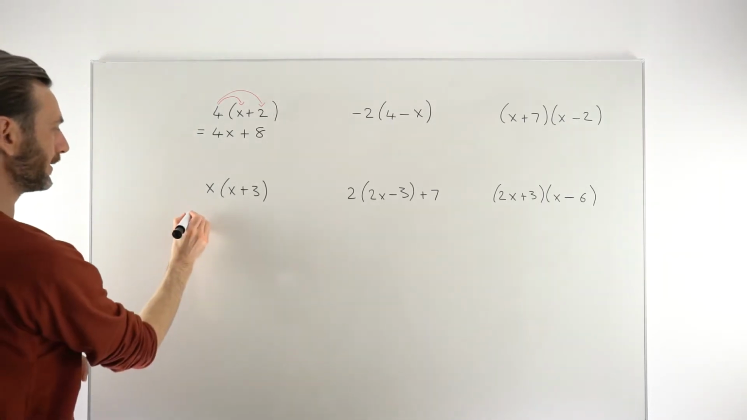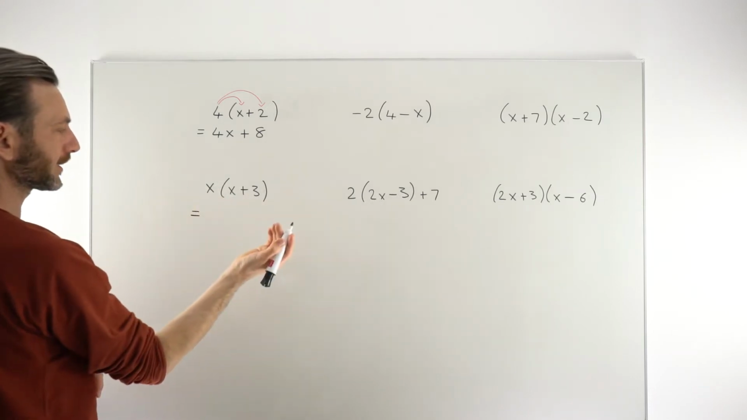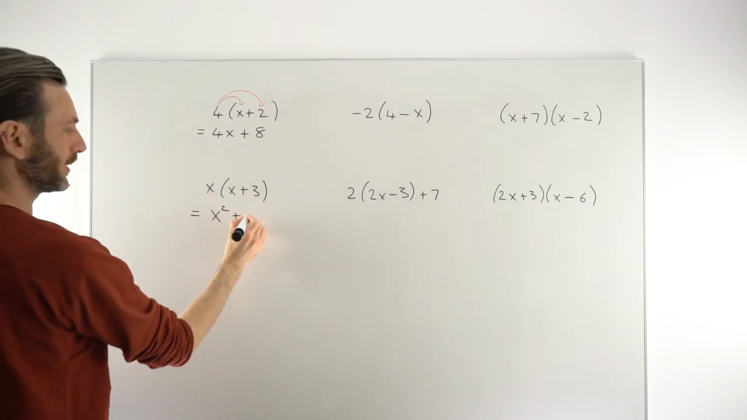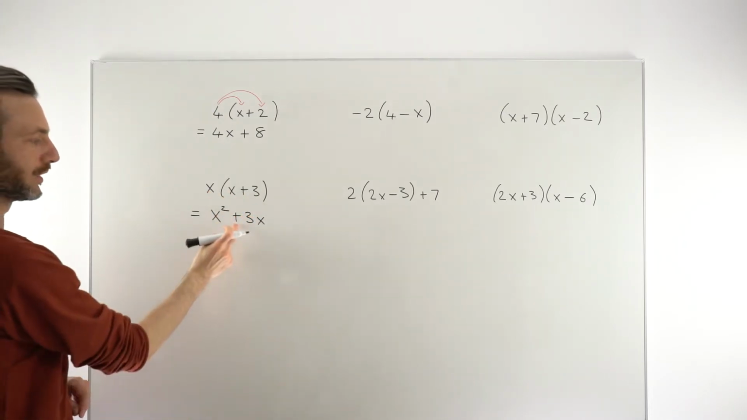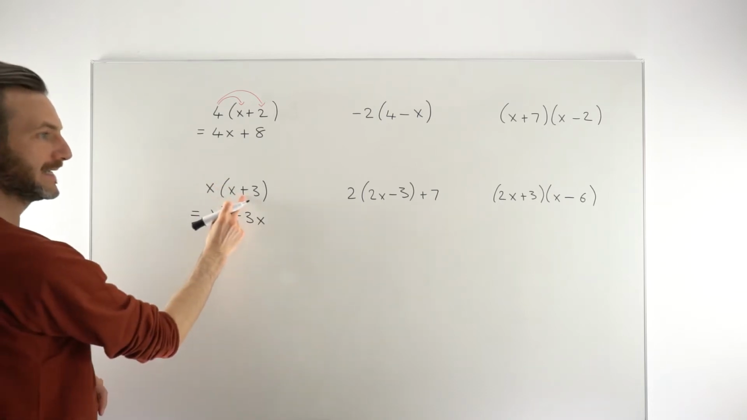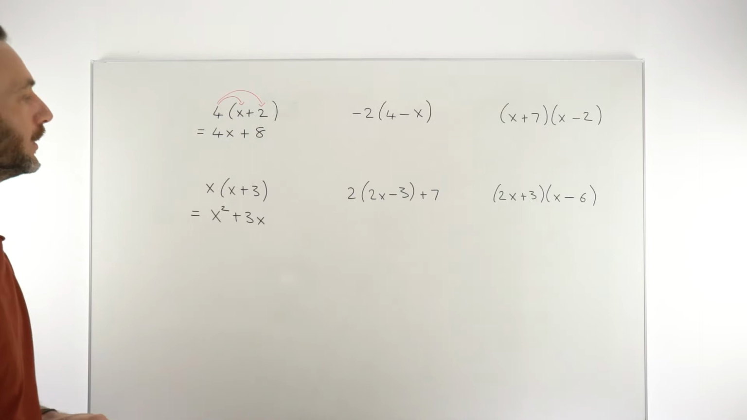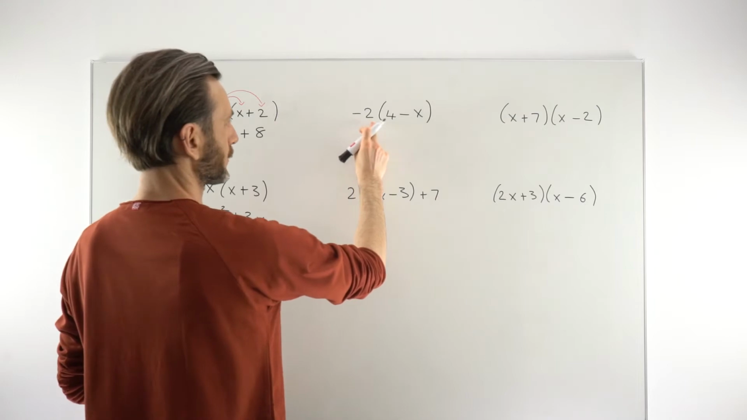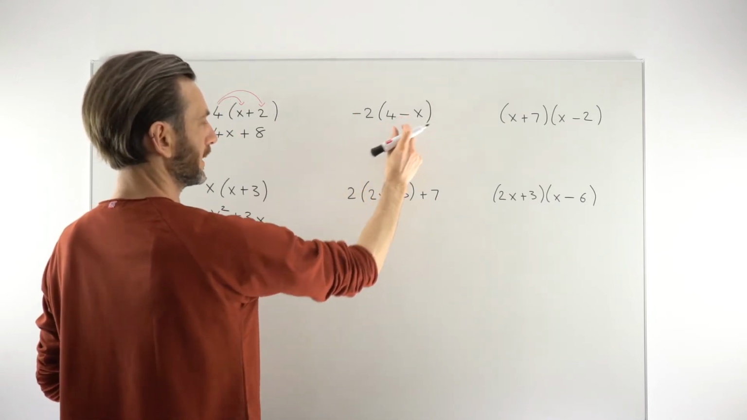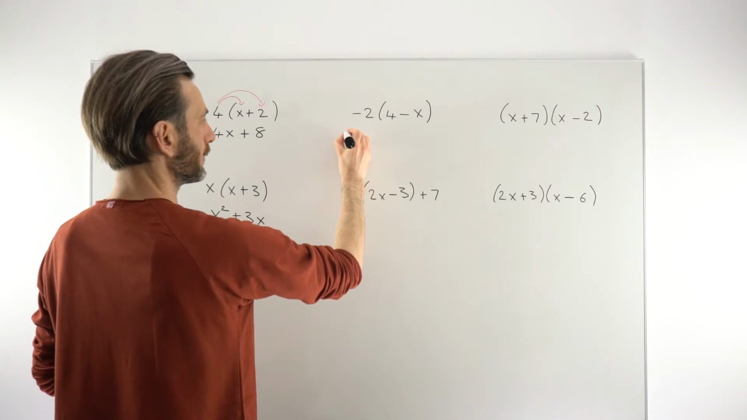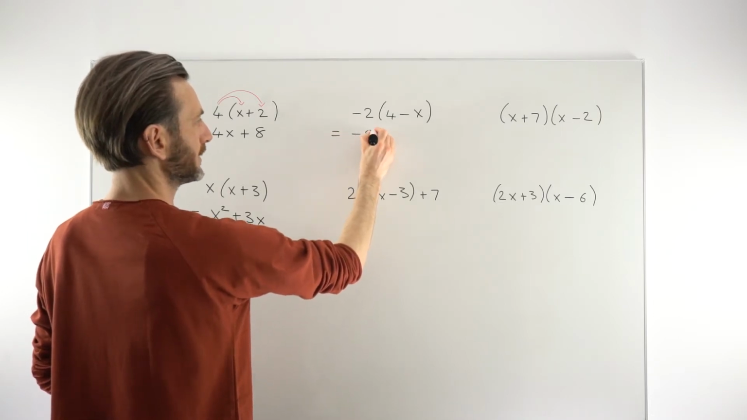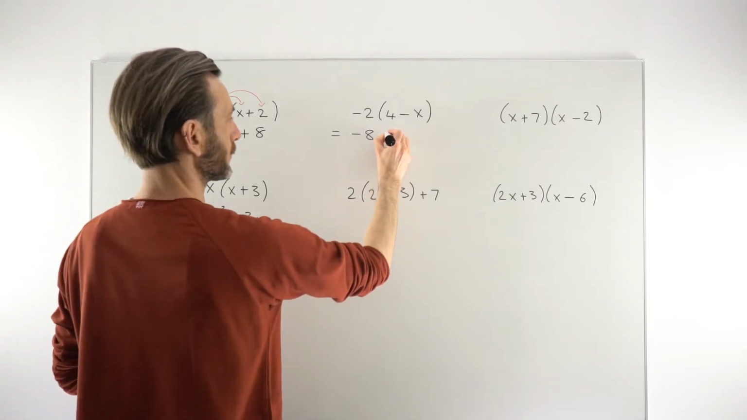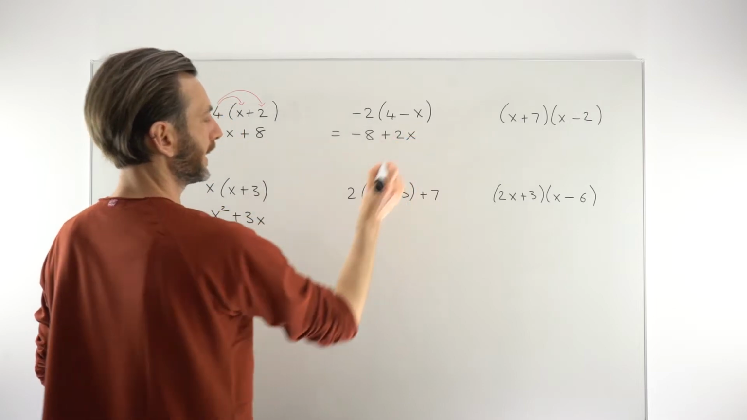Taking that same technique down here, x times x gives you x squared. x times 3 gives you 3x, and we put the plus in between because we had a plus here. If it was a minus here, it would be a minus here. Okay, applying this technique again to some slightly different examples. Minus 2 times 4, and then minus 2 times minus x. Minus 2 times 4 gives us negative 8. Minus 2 times minus x, that's a double negative, which makes a positive, so that's going to come out to be plus 2x.